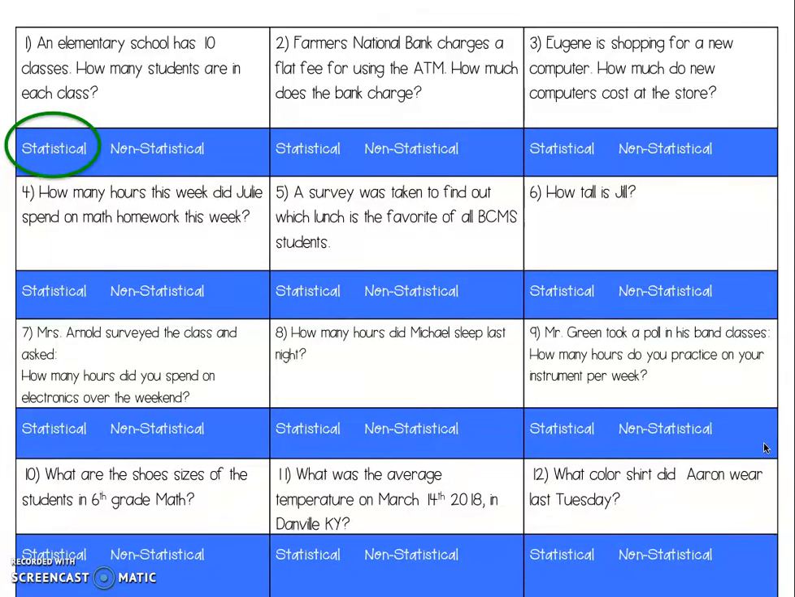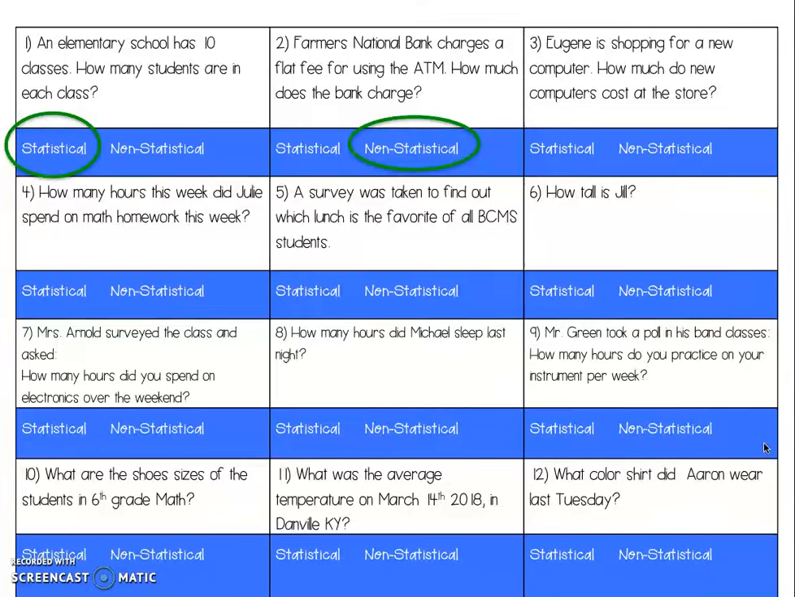All right, so let's move on to number 2. Number 2 says Farmers National Bank charges a flat fee for using the ATM. First of all, a flat fee just means they charge you that one-time price. To use their ATM, they might charge you like a $2 fee. So how much does the bank charge? Well, I just answered that question. The bank charges $2. Is this statistical or non-statistical? This is an example of a non-statistical question because I answered that question with one answer. The bank charges $2.